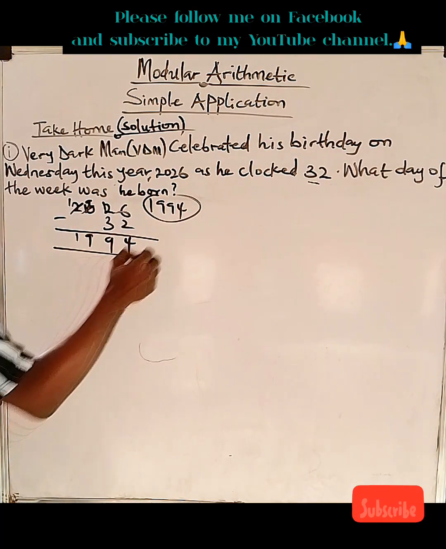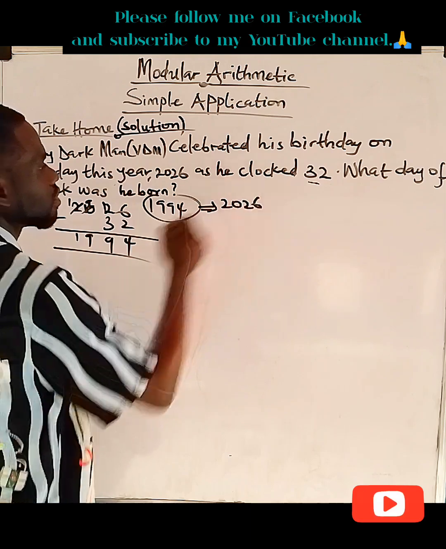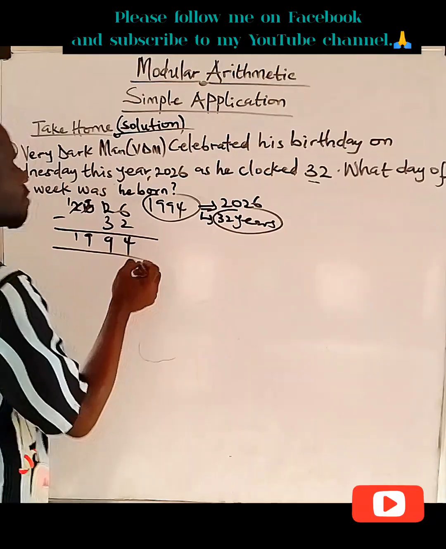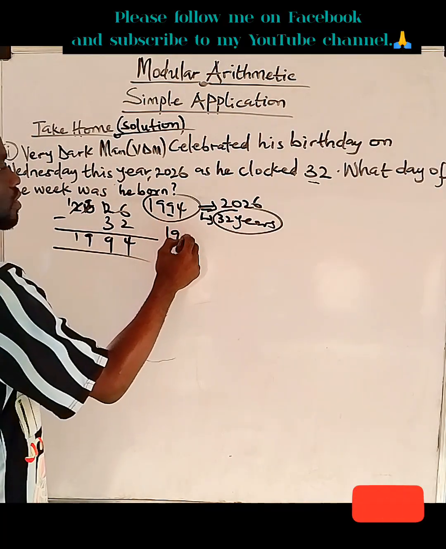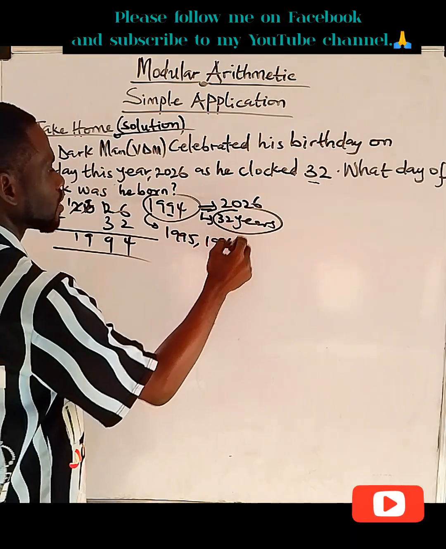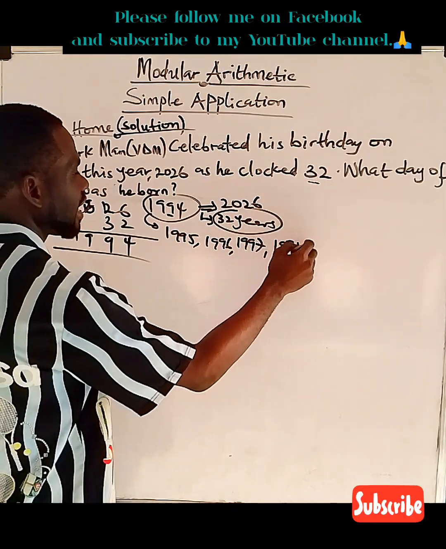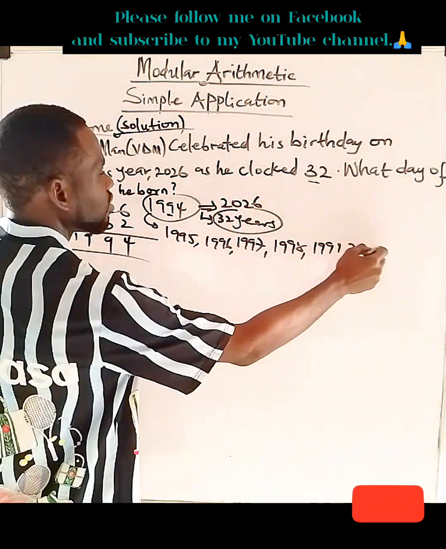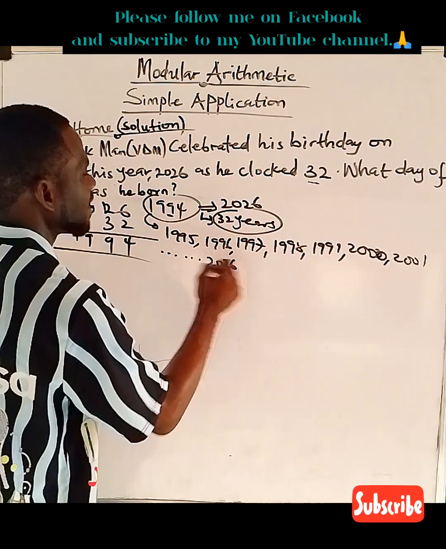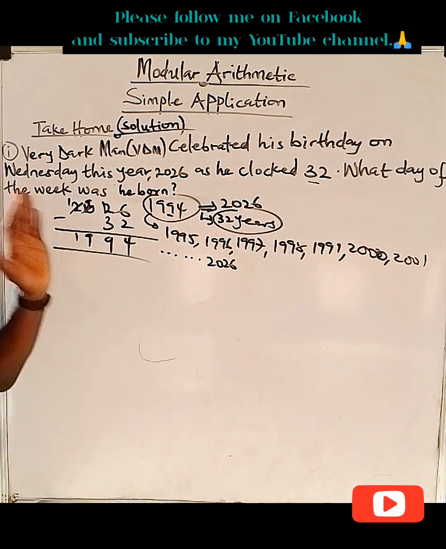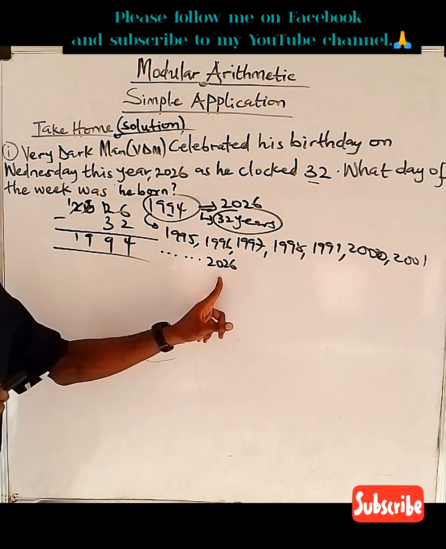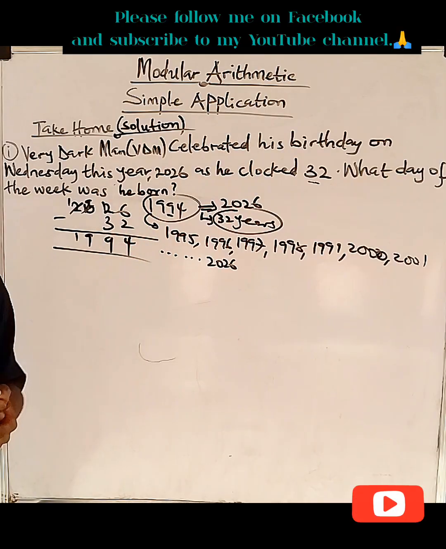So from 1994 to 2026, we have 32 years in between them. What does it mean? You're not going to count 1994. We're going to count from 1995. From 1994 to 1995, that's one full year. Then 1996, 1997, 1998, 1999, 2000, 2001, and so on and so forth to 2026. So you have 32 solid years between 1994 and 2026, with the exception of 1994.